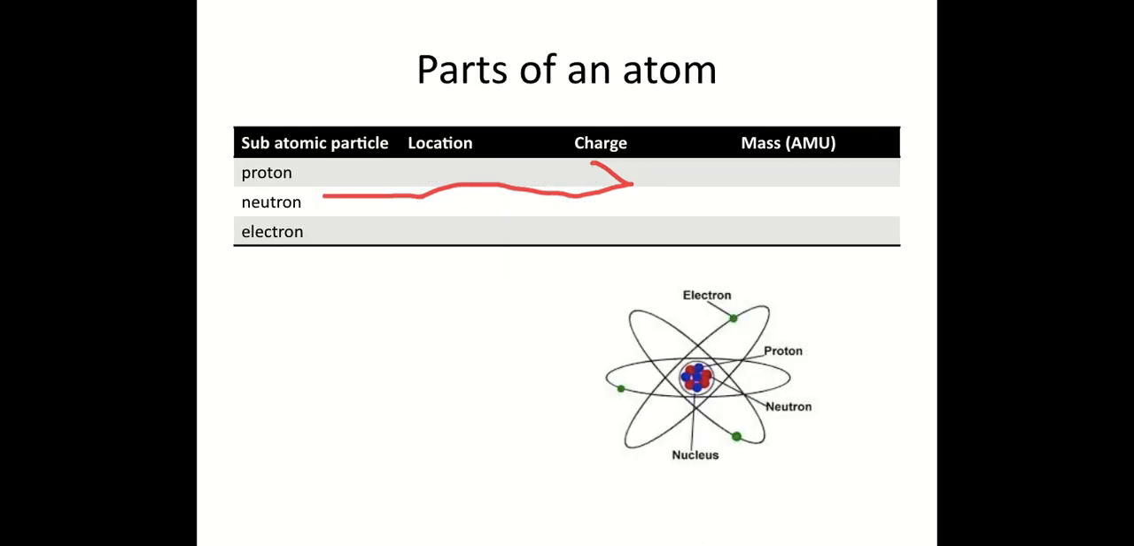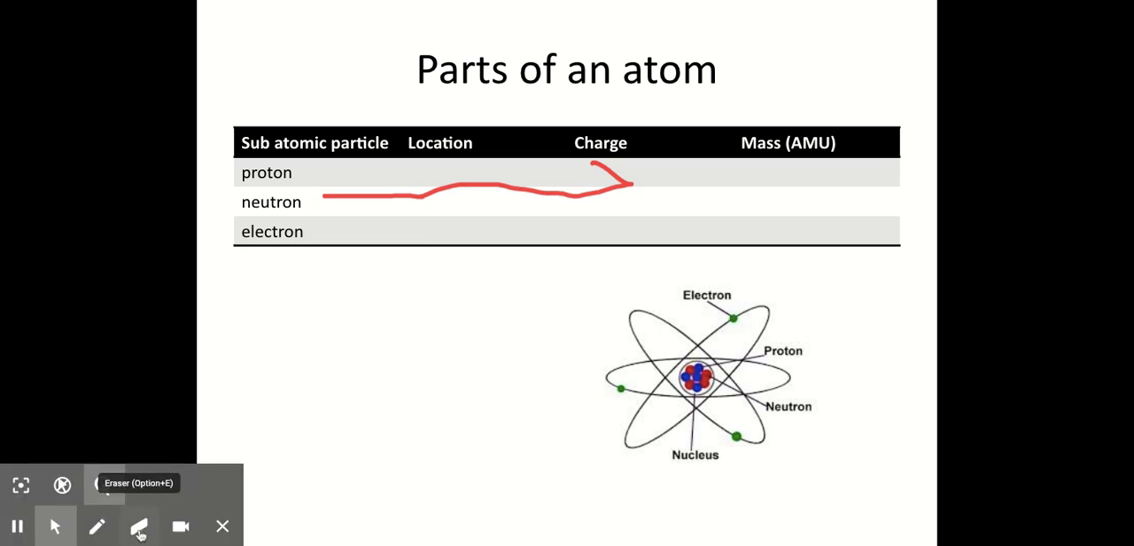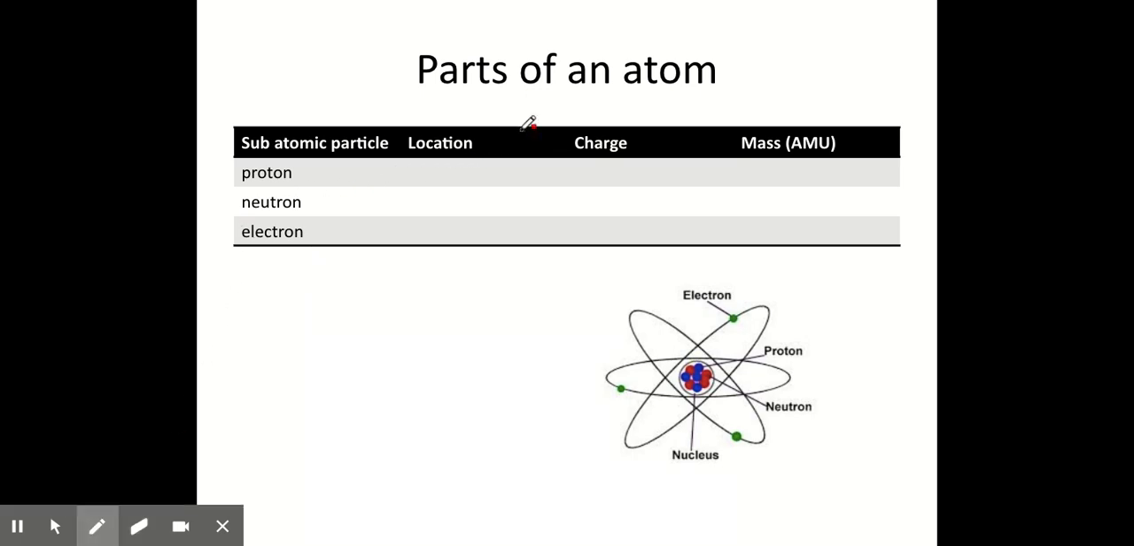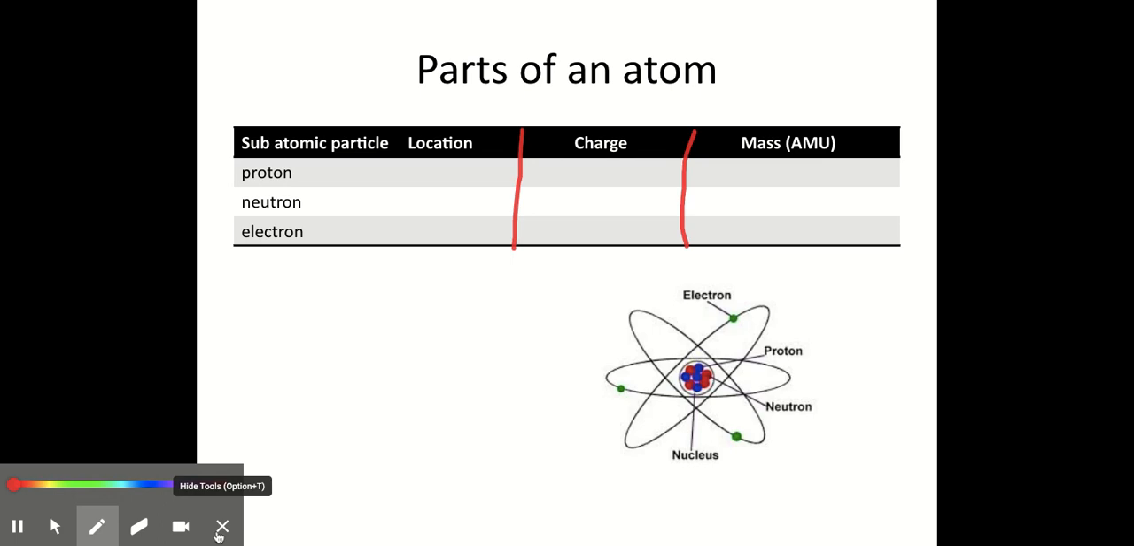All right, so hopefully you'll take a second right now and you will fill out this chart here. What I want you to do is write out the location, the charge, and the mass in AMU for each of these 3 subatomic particles. This is an atom. So a subatomic particle would be below or smaller than an atom. Proton, neutron, and electron. These are our three subatomic particles.